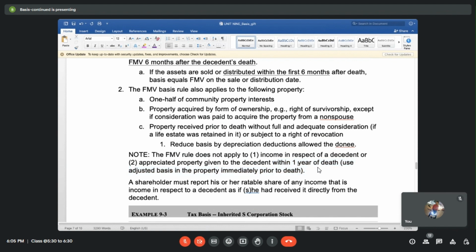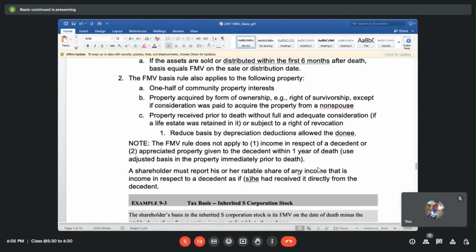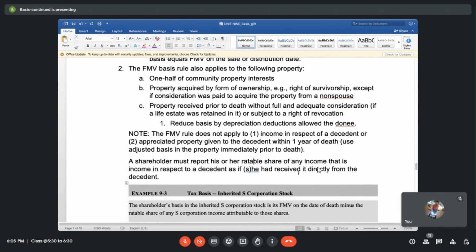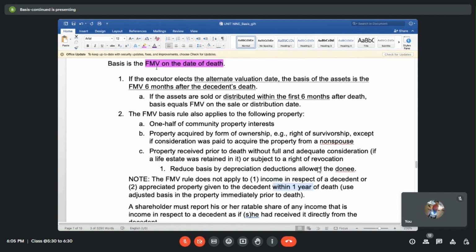This is very commonly done. So those are the exceptions. If the property is transferred 1 year before, then it's fine. What they're saying is go with the regular rule. Let's take what the fair market value is.